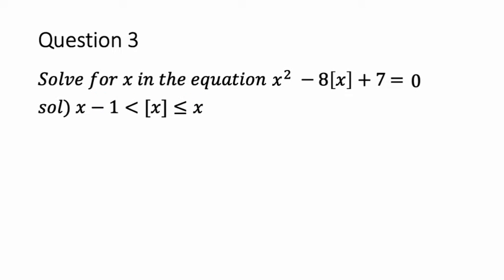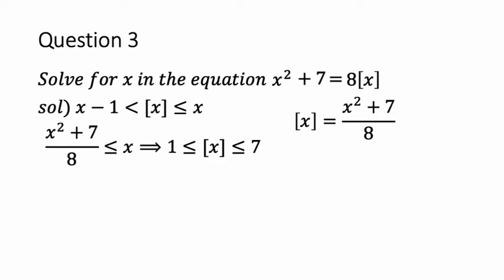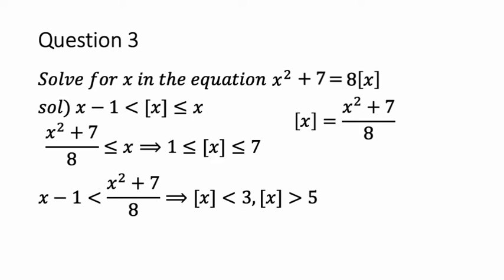Instead, we'll use our second property. First, we'll rewrite the equation like this. x squared plus 7 equals 8 times the function of x. This means that the function of x will be equal to x squared plus 7 all over 8. We can then put this into the inequality. We'll then split this into two parts. What we'll get is that the function of x will be between 1 and 7. The other one we can get is that the function of x will be less than 3 and greater than 5.